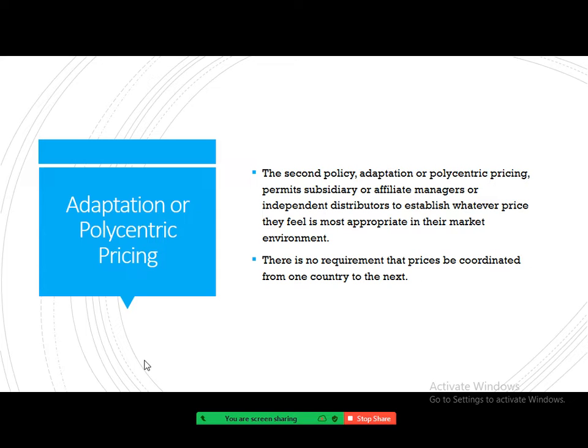So ICA takes the polycentric approach to pricing. While it is company policy to have the lowest prices on comparable products in every market, managers in each country set their own prices. These depend in part on local factors such as competition, wages, taxes, and advertising rates. So overall, ICA's prices are the lowest in the United States, where the company competes with the large retailers.